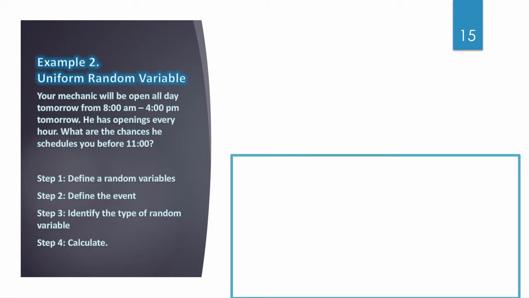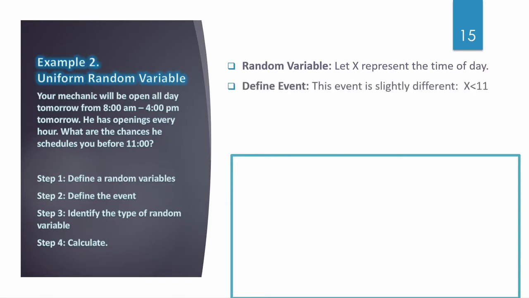We're going to stick to the same mechanic problem, but we're going to change the slot of possible openings here. They're open from 8 a.m. to 4 p.m., but now we're asking the probability that he schedules you before 11 o'clock. So we're going to do the same 4 steps here. We're going to define our random variable. X is going to be the time of day for my appointment. The event, this is a different event. We're not saying that our appointment takes place at exactly 3 p.m. We're going to say that it is somewhere before 11.